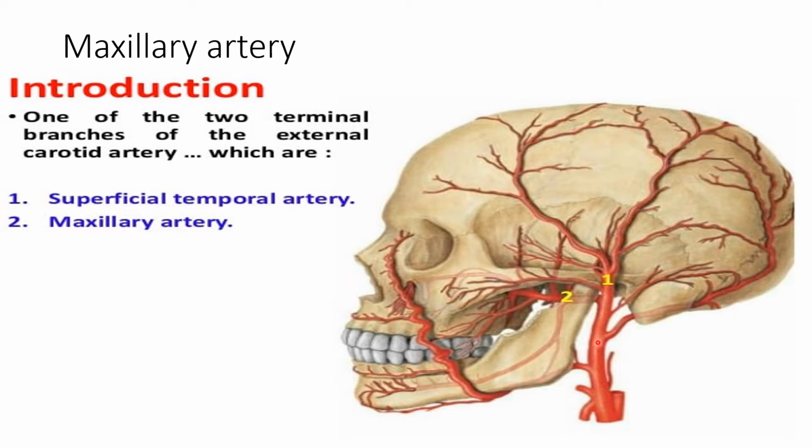The maxillary artery is just appearing from this external carotid artery in front of the ramus of the mandible. This is the ramus of the mandible. You can see it's going behind, and then here at the angle of the mandible it is coming to the face and supplying all this area. We will discuss its branches in detail, but let me tell you that the maxillary artery has a very wide distribution on the face.